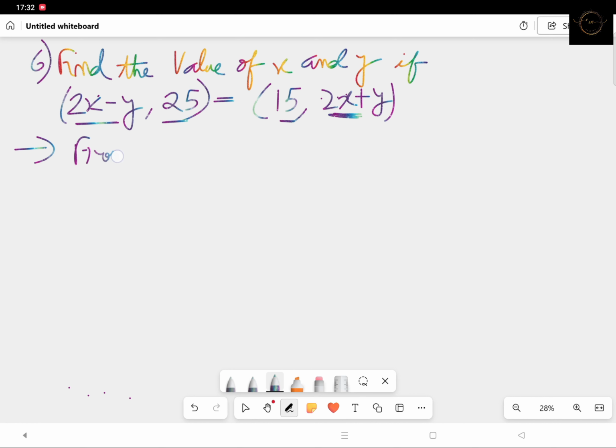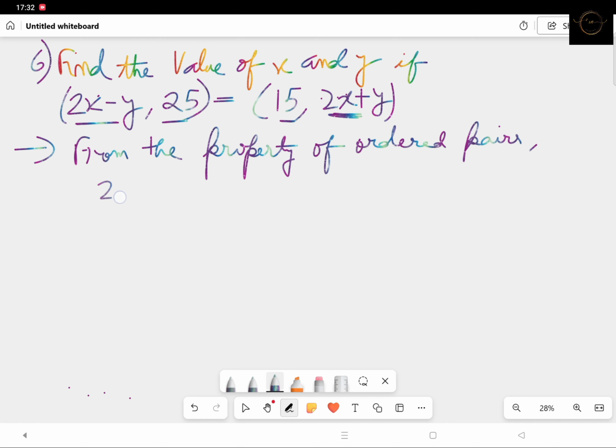From the property of ordered pairs, we can write that the first part will be equal to the first part of the other ordered pair. That is, 2x minus y equals 15 and 25 equals 2x plus y. Now from these two equations you can easily find x and y.